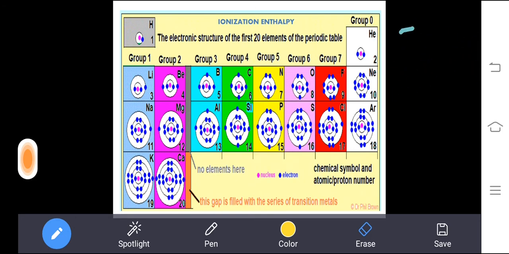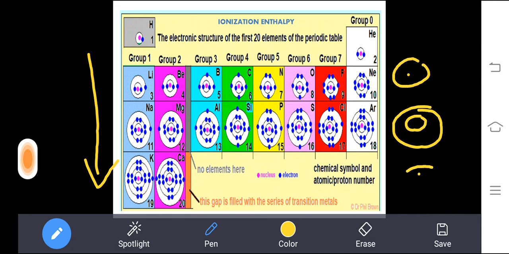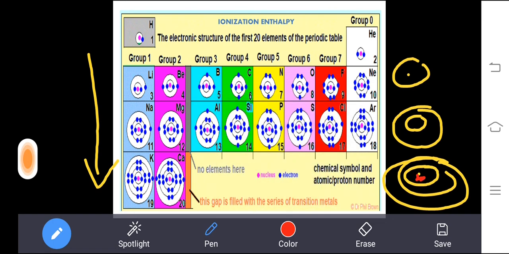What will happen to the ionization enthalpy when you move down the group? When we move down the group, we know the shell size keeps on increasing. When the shell size keeps increasing, the nuclear force of attraction decreases, because more shells means, as we discussed in the atomic radius, the distance will be more. The distance is more, so the nuclear force of attraction will be less. At that time, I can remove this electron very easily. That means I supply less energy to remove this electron.